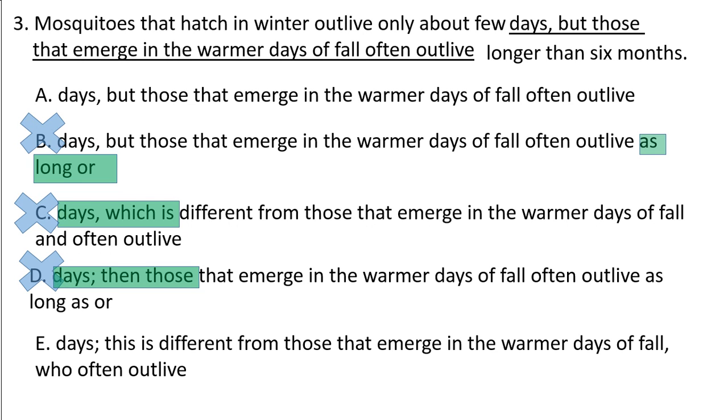Days, this is different from those that emerge in the warmer days of fall, who often outlive. Of course, there is one error, two errors in the sentence, but we can go with the second one first. "Who often": what does it mean? Fall often outlive. The fall is not what outlives; the mosquito outlives, right? Because of this, it is a comparison to seasons. So here are incorrect modifiers and of course the agreement along with incorrect sense, so we can eliminate E because of this reason. Of course, days is also part of it, but one is enough to eliminate. A was the correct answer, right?